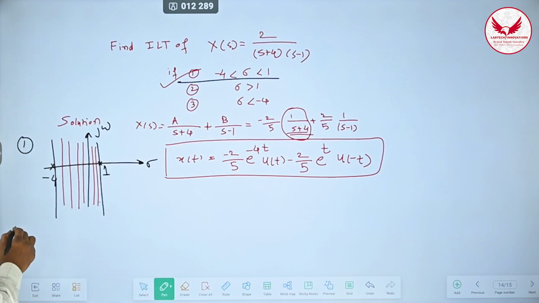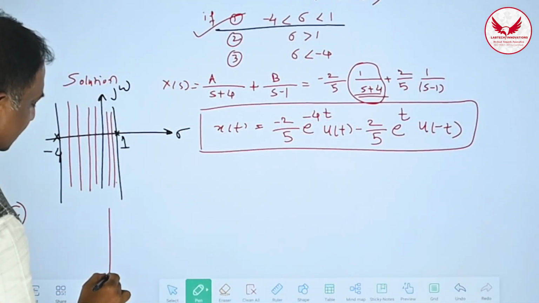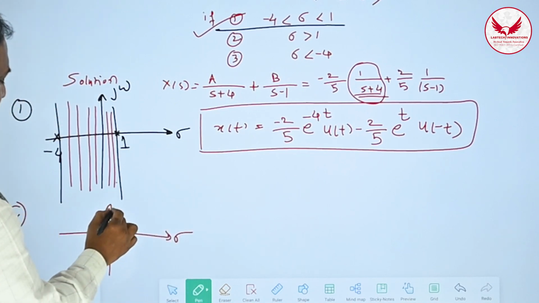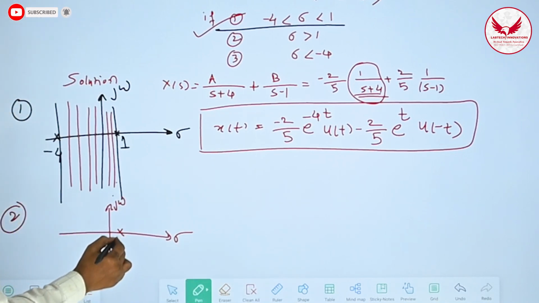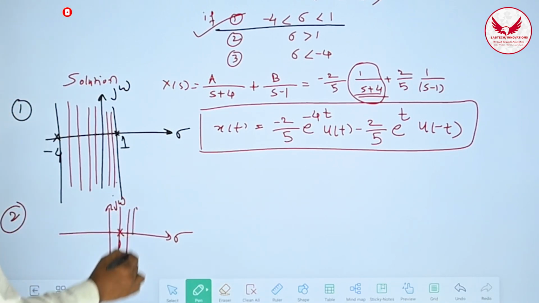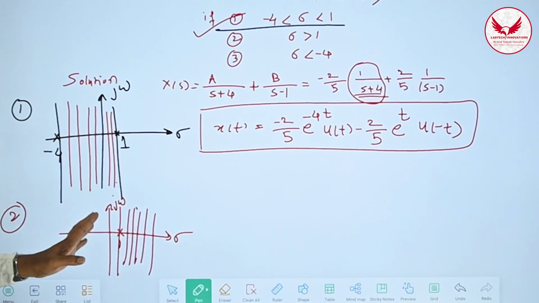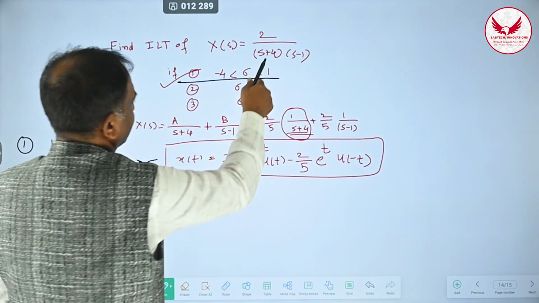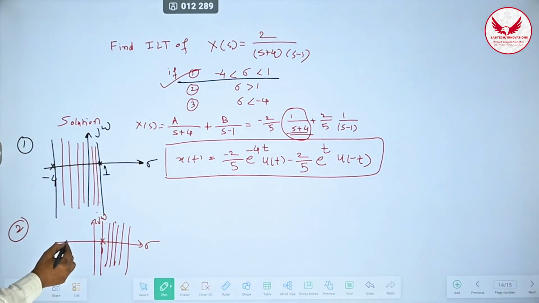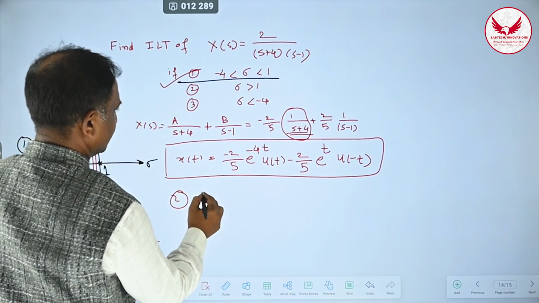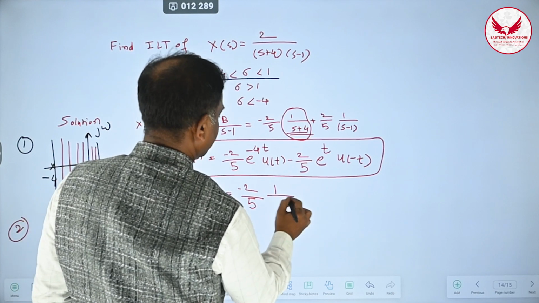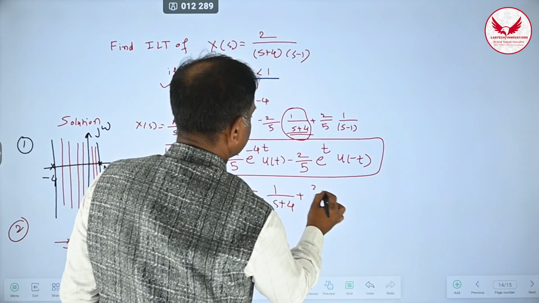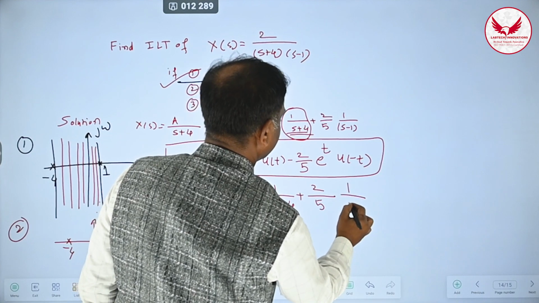Now for the second, I will take the ROC. Again plot sigma here and the j omega axis. Here the ROC is greater than 1, so 1 will be here. This is the ROC for the second problem. The poles are at minus 4 and 1. So for the second problem, you can write X of s equal to minus 2 upon 5 times 1 upon s plus 4 plus 2 upon 5 times 1 upon s minus 1.